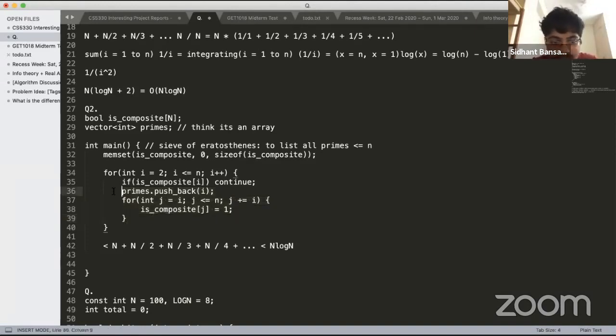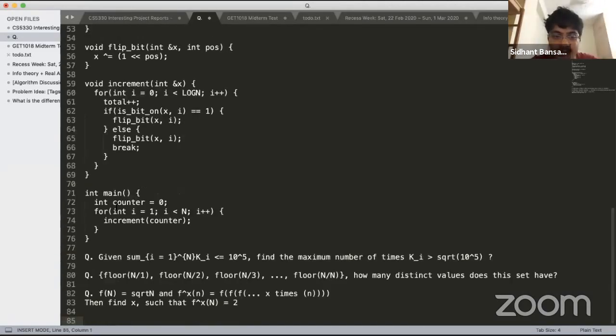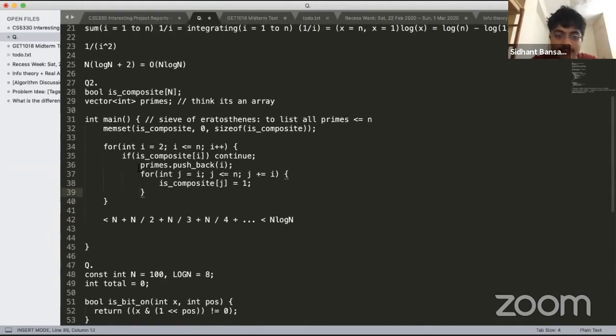Just know that this portion here, the one that I'm indenting right now, runs only when i is a prime. So when i is 2, this thing runs. And how much time does this take? N by 2 steps, right?